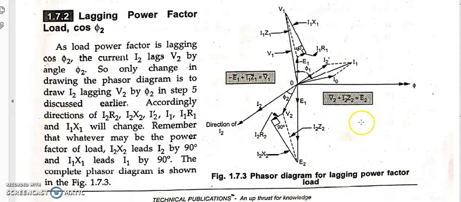But one thing we know is that I2Z2 can also be written as I2R2 plus j I2X2. Yes, once again I say I2Z2 can also be represented as I2R2 plus j I2X2. And out of that we know that I2R2 is the voltage drop across the resistor. Yes, and I2X2 is the voltage drop across the reactance. Yes or not?